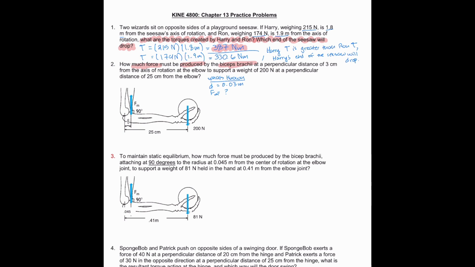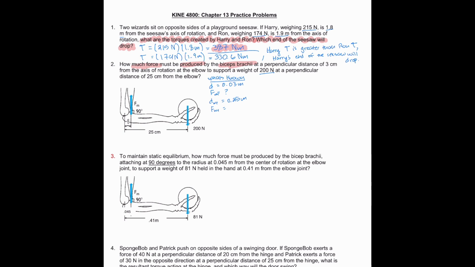We're also given the distance of the weight. It can be written down like this. This one is telling us that it's 25 centimeters from the elbow. If we convert that to meters, that would be 0.25 meters. As well, we are given the force of the weight in newtons, which in this case was indicated at 200 newtons.